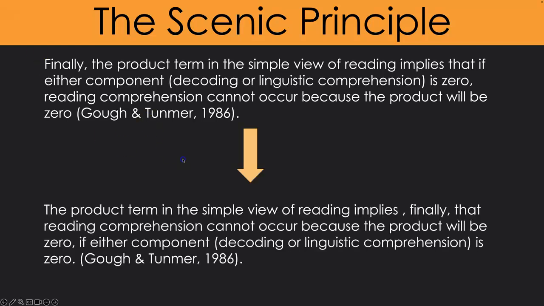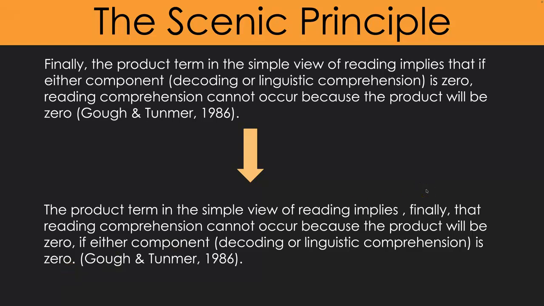But if we try to move it around and say here, like the product term in the simple view of reading implies, finally, that reading comprehension cannot occur because the product will be 0 if either component, decoding or linguistic comprehension, is 0.